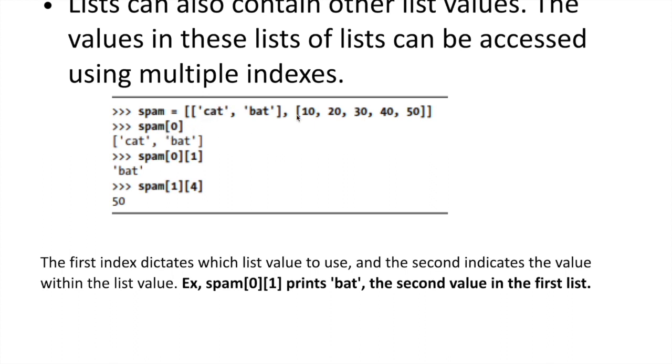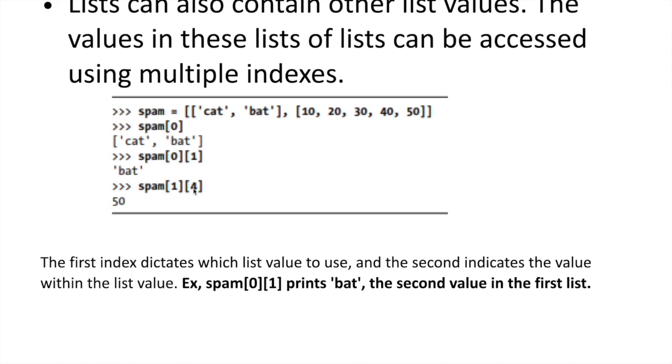So spam[0] gives the first list. Spam[0][1] means the first list, and in that first list, the first element. Here my first list is cat, bat. What is the element at index 1? Bat. So it will print bat, because bat is at index 1. So spam[0][1] means it will take the first list, that is 0, and 1 means the element inside the first list, that is bat here. Hope you are understanding. Suppose if you have any doubts, please post your doubts in the comment section.